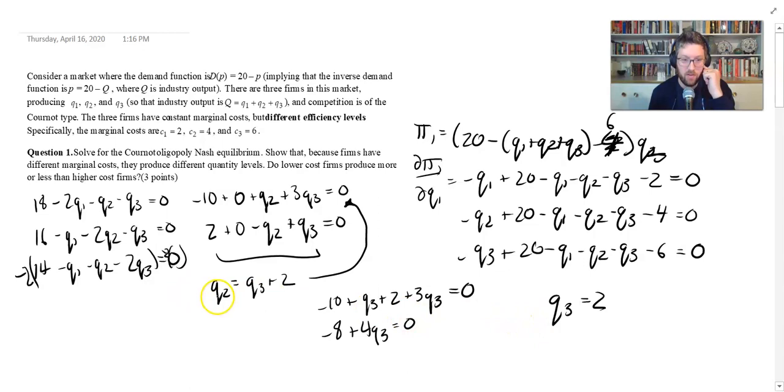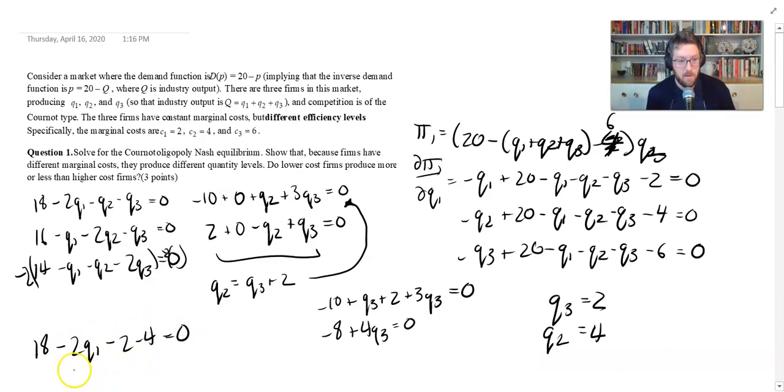Now we go straight to over here. Q2 is equal to Q3 plus 2. So we know that Q2 is equal to 4. Easy. Q1 is a little bit harder. We have to plug it back into one of these equations. 18 minus 2Q1 minus 2 minus 4 equals 0. So 18 minus 2 minus 4 is 18 minus 6. So that's 12 minus 2Q1 equals 0. That tells us that Q1 is equal to 6.